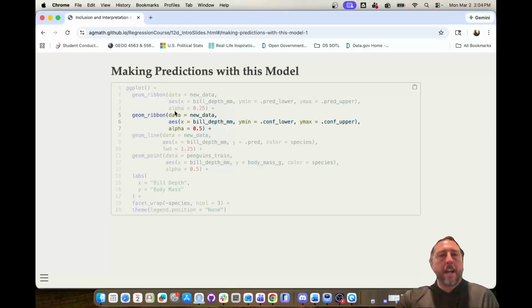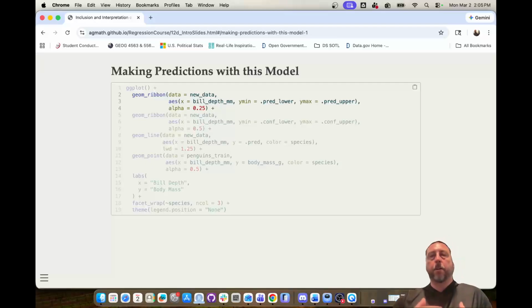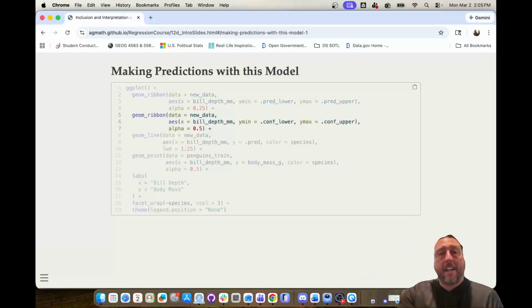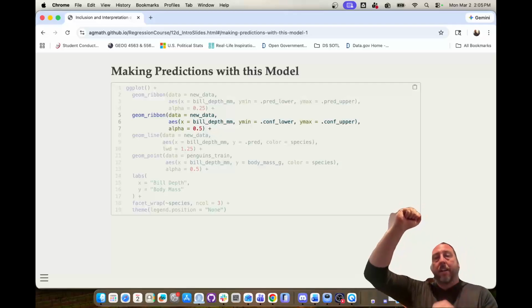So at this point, I have a plot. I've added to it prediction intervals. Remember, those are for individual penguin body masses. So this is going to be a wide ribbon. I've added to that a ribbon for confidence intervals. This is for the average penguin body mass. So this ribbon is going to be much more narrow because I get to use unusually large penguins and unusually small penguins to cancel one another out.